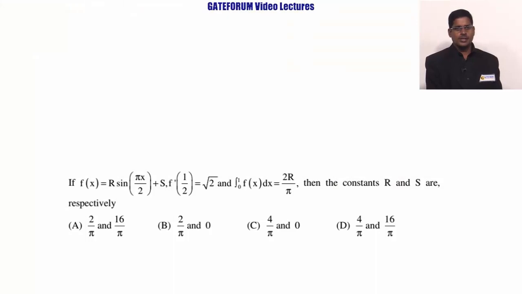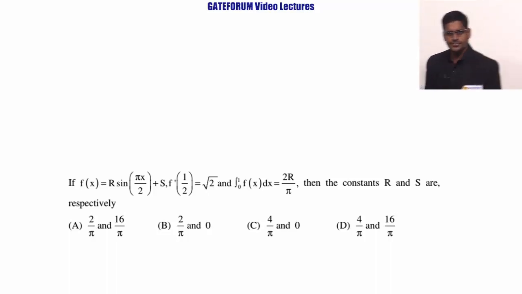The question is: if f(x) equals r sin(pi x by 2) plus s, f dash of 1 by 2 is equal to root 2, and the integral from 0 to 1 of f(x) dx is equal to 2r by pi, then the constants r and s are respectively. ABCD options given. This question is from engineering mathematics. Topic is differential integral calculus. Subtopic is derivative, simple integrations, which is from GATE 2017.